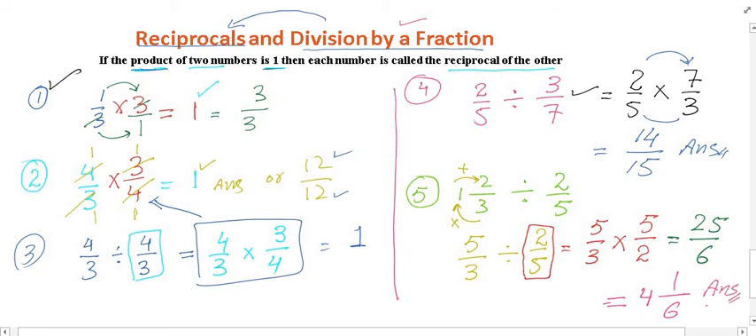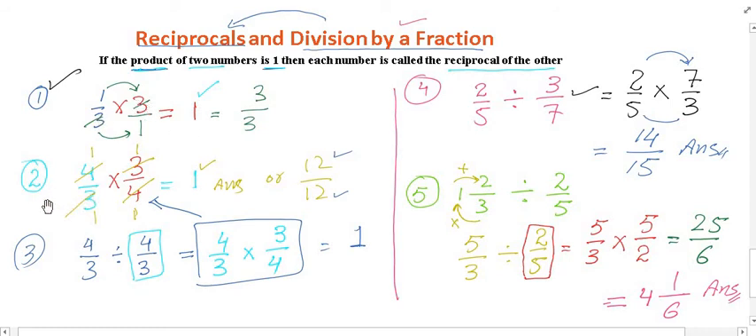Hope you understand how to find the reciprocals of the given number and division by a fraction. So in recap, you can see that the number 1 out of 3 is the reciprocal of 3. So these two are reciprocals of each other. If we are given 3, what number do we multiply to give you 1? If we multiply 3 by 1 out of 3, we get 1, or 1 out of 3 multiplied by 3, we get 1.